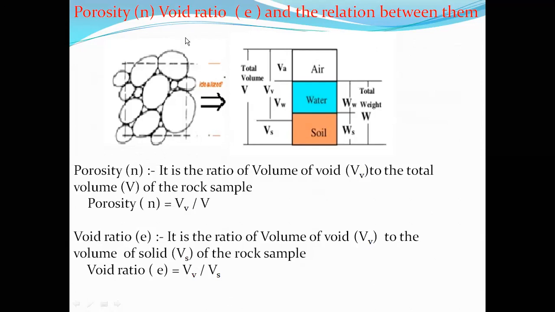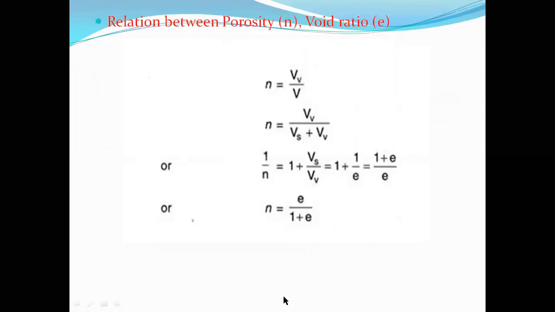Now, let us find out the relation between them. Simple. Look here. Porosity n is equal to volume of void by, how to find this one? Find out the relation between them. That's exactly it: the relation between porosity and void ratio. n is equal to volume of void by total volume. So this volume of void, I can write it.